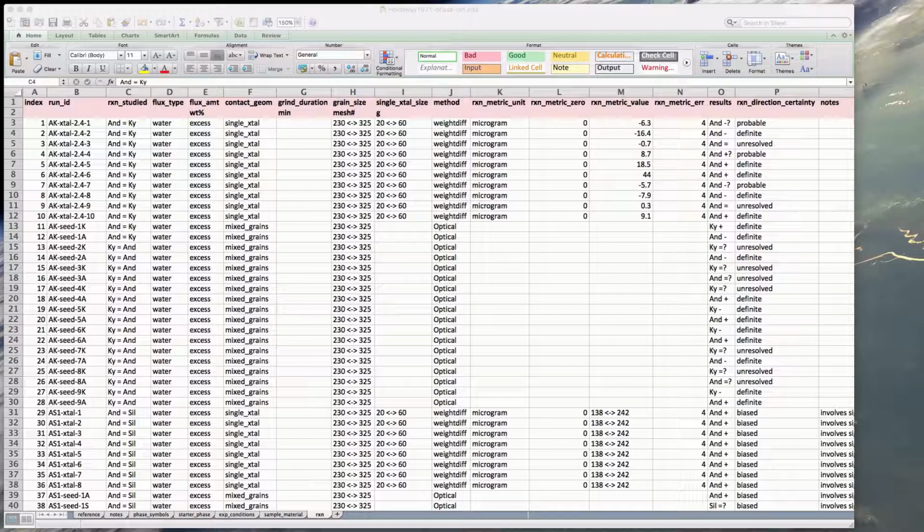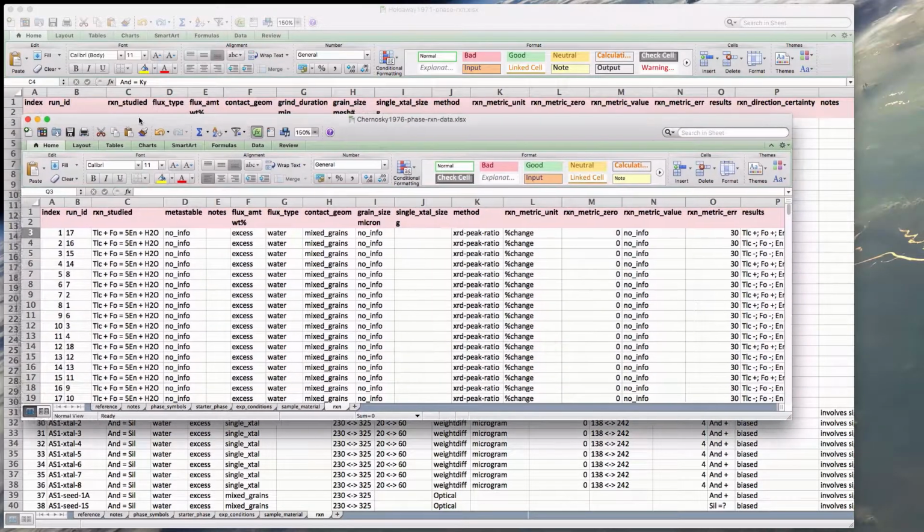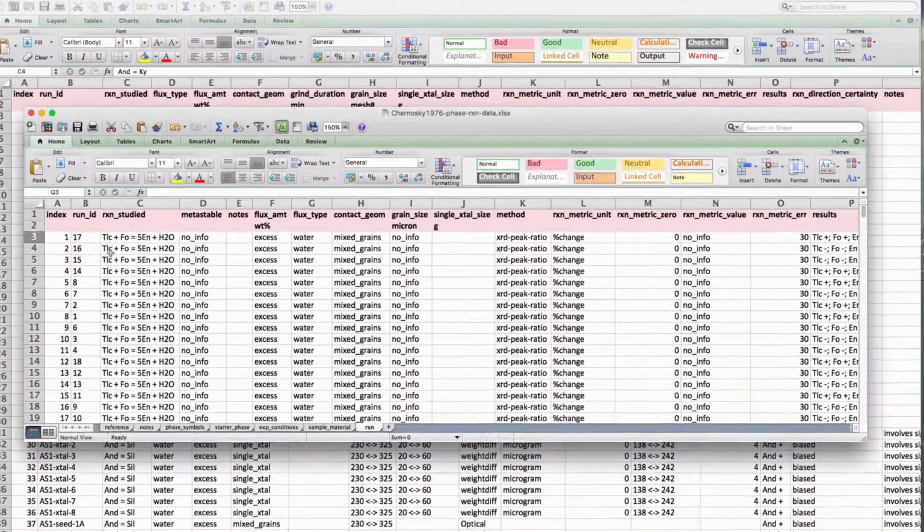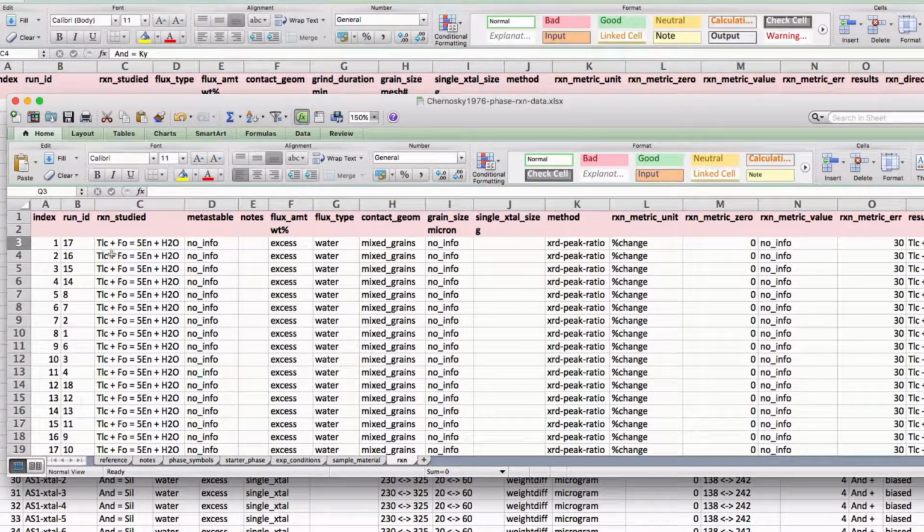For a more complex reaction, we need to look to another example. Chernovsky 1976 looked at a set of complex reactions involving anthophyllite. One particular reaction was this reaction between talc and forsterite going to 5 enstatites plus water. Notice that the stoichiometric coefficient 5 precedes the symbol for enstatite, and there is no space between them.